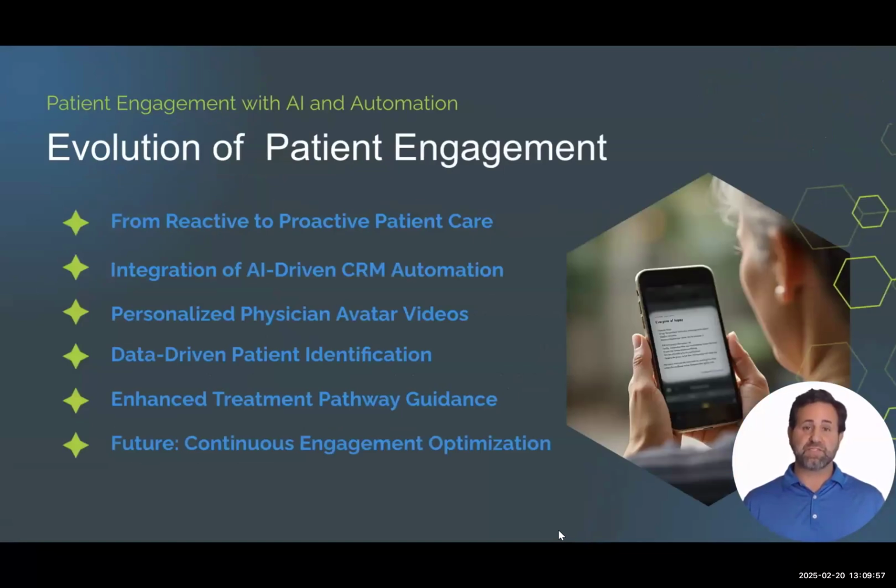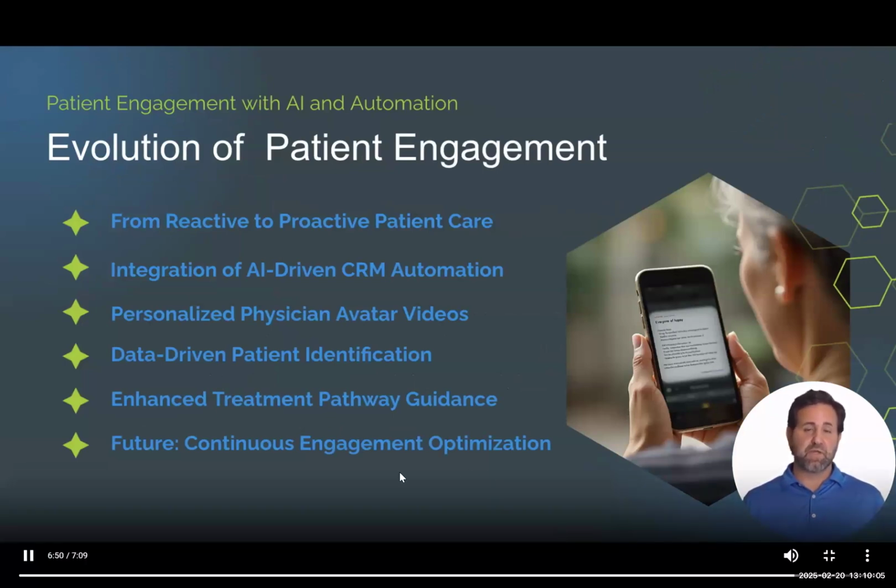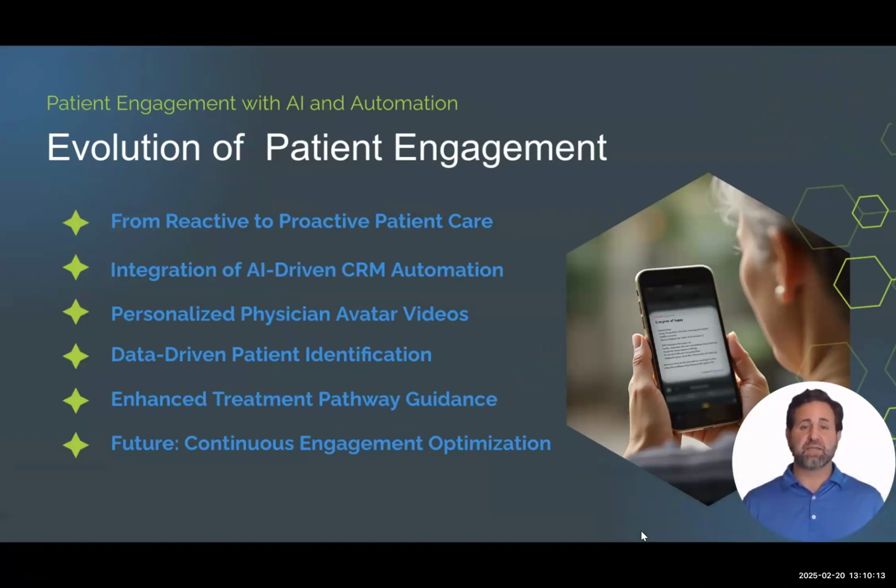The evolution of patient engagement represents a fundamental shift from reactive to proactive care delivery. Through AI-driven CRM automation, personalized physician avatar videos, and data-driven patient identification, we can provide enhanced treatment guidance while establishing a foundation for continuous engagement optimization.